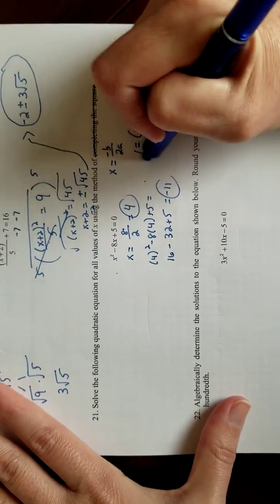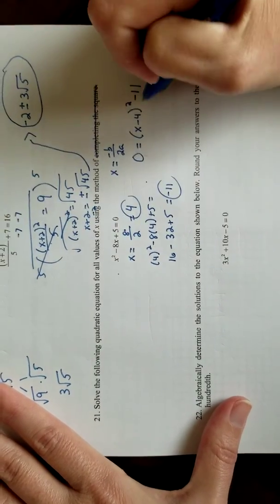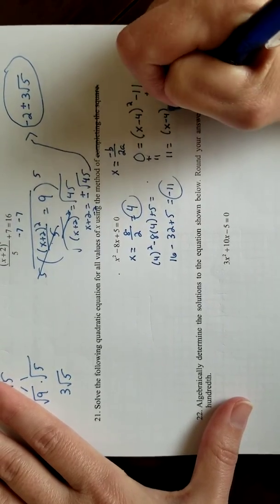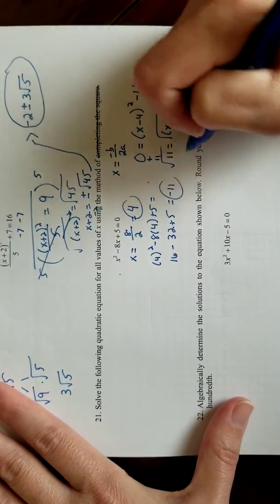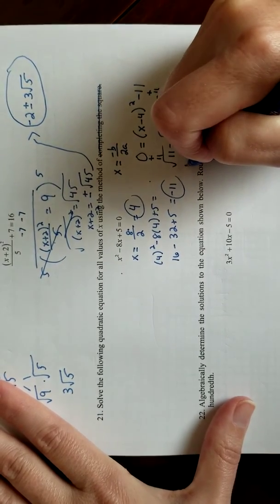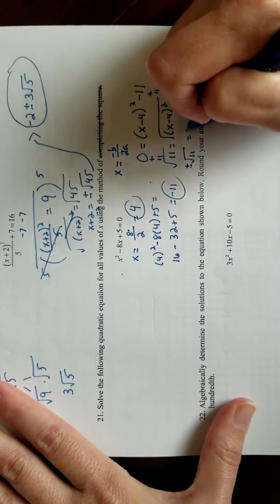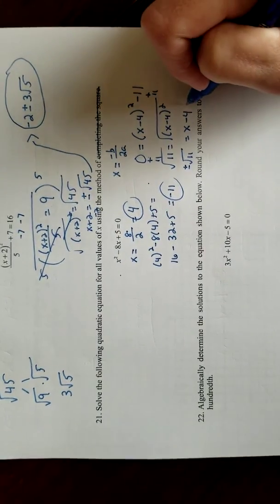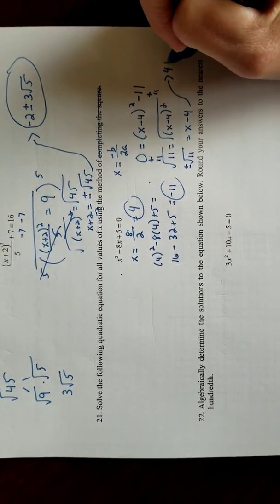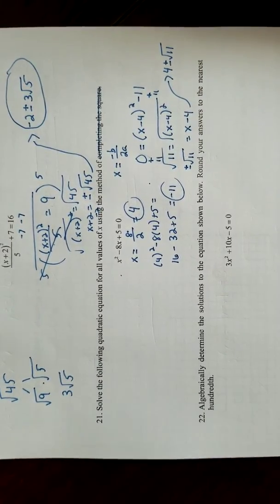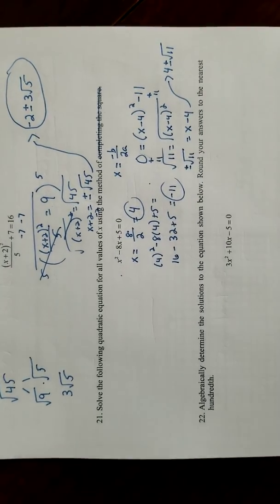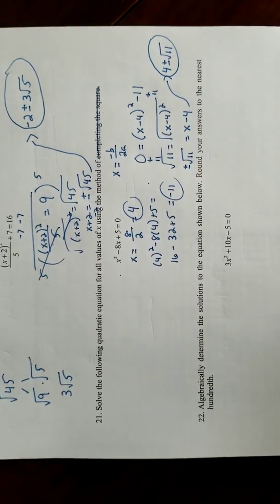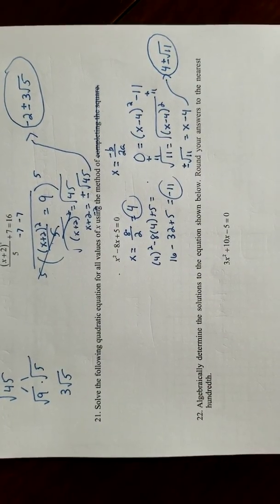I'm going to take that y out and solve for x. So I'm going to add 11. That gives me (x minus 4) squared. Take the square root of both sides. I've got plus or minus the square root of 11 equals x minus 4. Add 4 to both sides. So that's going to give me 4 plus or minus the square root of 11. And that is in simplest radical form. There's not a perfect square inside of 11 that we need to take out.